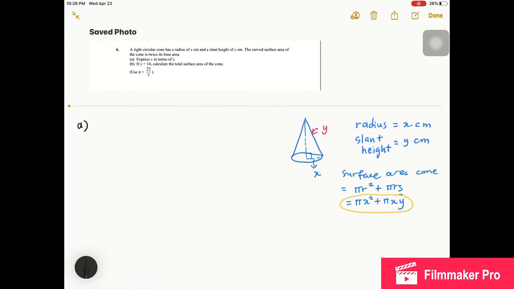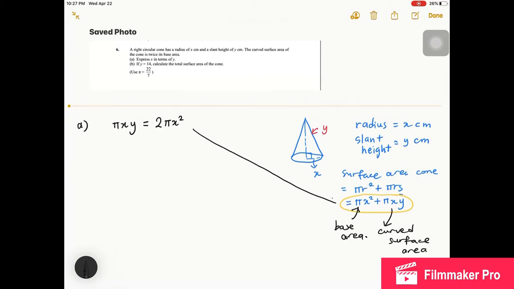Okay, the second information that we know is that the curved surface area of the cone is twice its base area. So this is the curved surface area, and this is the base area. What does it mean by the curved surface area of the cone is twice its base area? It means the curved surface area is bigger than the base area by twice. So we say that pi xy is equal to 2 times, twice its base area, so we have 2 pi x square.